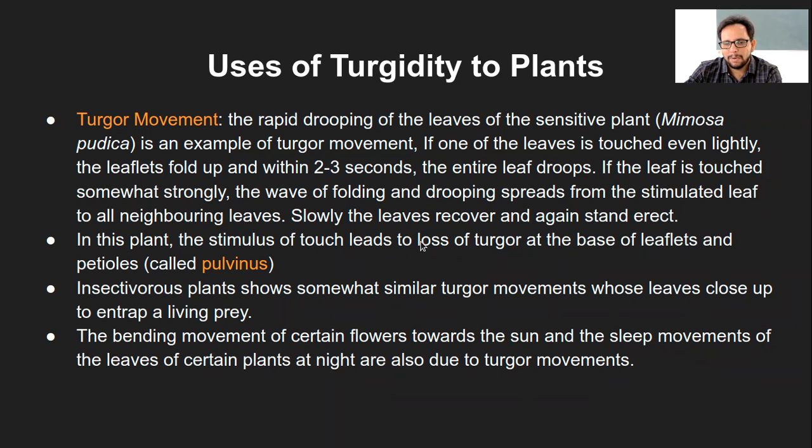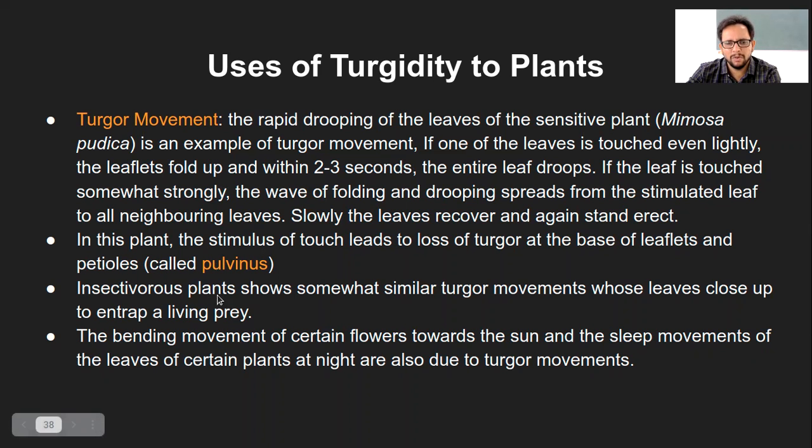Now, in this case, the stimulus of touch leads to loss of turgor at the base of the leaflet and the petiole, which is called the pulvinus, specifically in that part. So the base of the leaflet and the petiole is called the pulvinus, not anything else. But again, you need not remember this part. Yet if there is an MCQ type of question, they might ask a question based on the pulvinus.